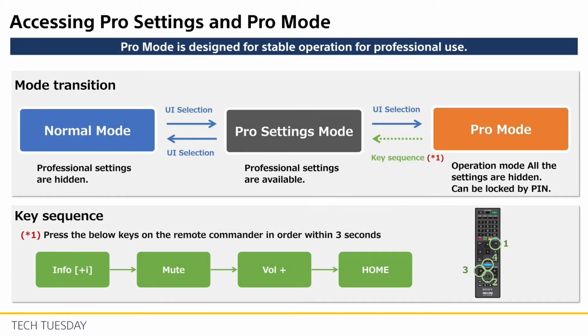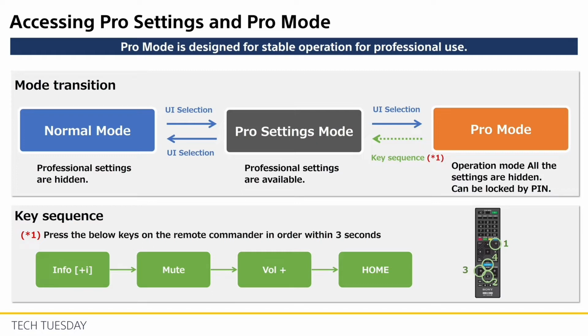Now, the Pro Settings mode is in between the normal mode and the Pro mode. So from Pro Settings mode, you can either go back to normal mode. In that case, none of the settings that you've selected in the Pro Settings menu will be activated. Or you can go and start Pro mode. So you can go either way from the Pro Settings mode. You can start normal mode, or you can go and activate the settings that you've selected by running Pro mode.